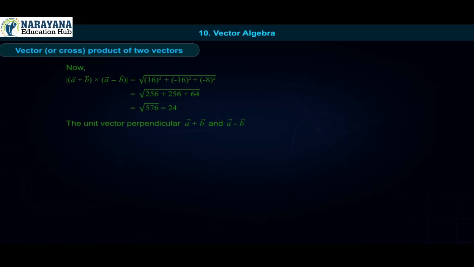The unit vector perpendicular to vector A plus B and vector A minus B is equal to plus or minus (A plus B) cross (A minus B) upon the modulus of (A plus B) cross (A minus B), which is equal to plus or minus (16i cap minus 16j cap minus 8k cap) upon 24, which is equal to plus or minus 2 upon 3 i cap minus 2 upon 3 j cap minus 1 upon 3 k cap.